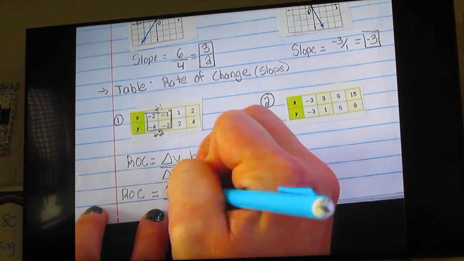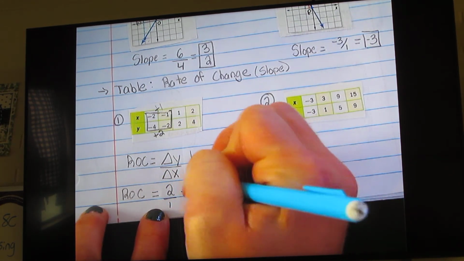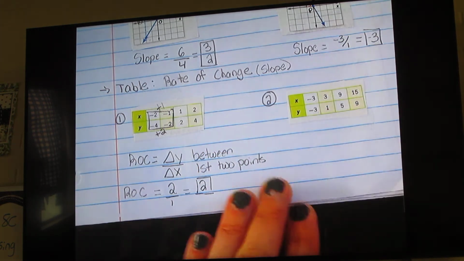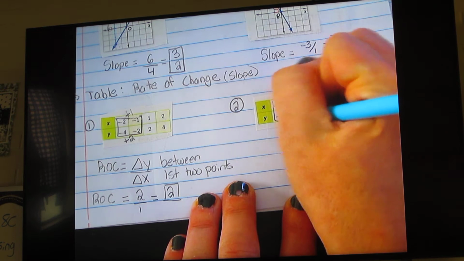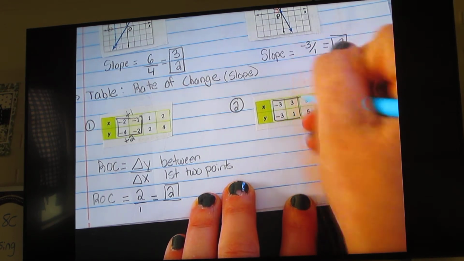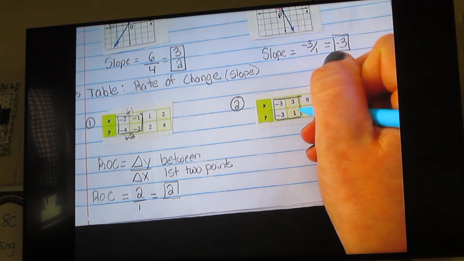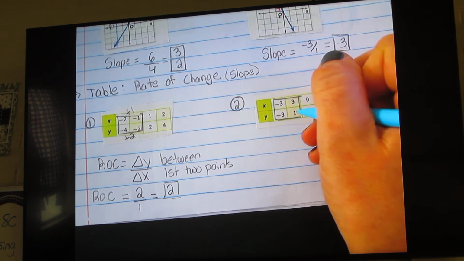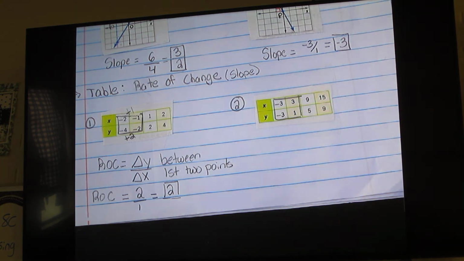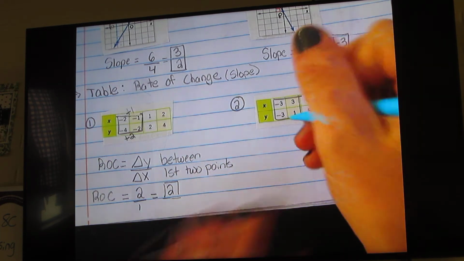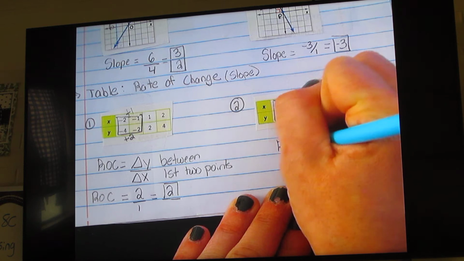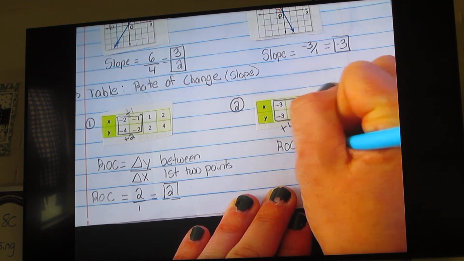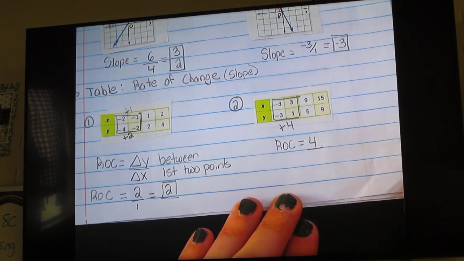2 over 1 is 2. Okay? Let's do one more of those. So I'm looking at between my first 2 points, -3, I'm in the hole 3. I want to get out of the hole and go up 1 foot. So that means I had to climb all 3 to get out of the hole and then up 1 more. So I had to add 4. So my ROC or my slope is 4 here. You can use either name, ROC or slope, they mean the same thing.